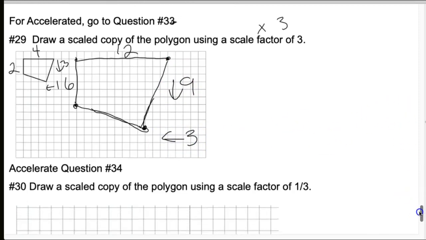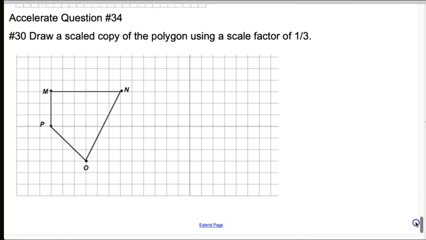Question 34, if you're accelerated, or number 30. Use a scale factor, and this one you should have crossed out and made 1/3 in your packet. That means it's going to multiply by 1/3, and that's the same thing as saying dividing by 3. So my original 1, 2, 3, 4, 5, 6, 1, 2, 3, down 1, 2, 3, 4, 5, 6, oops, down 6, and over 1, 2, 3. We're going to take each of those and divide by 3.